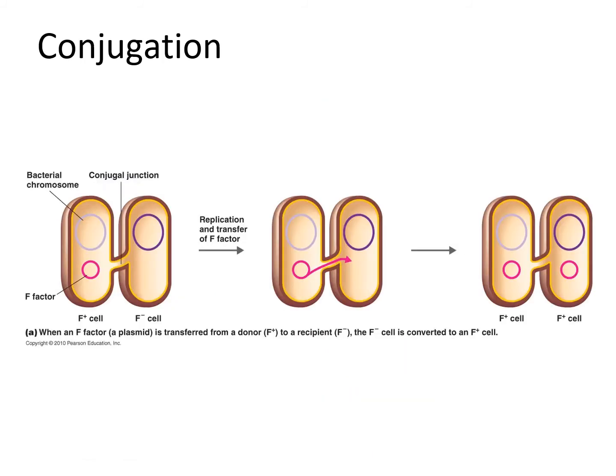Probably the most common method by which bacteria acquire new genes is by conjugation. Conjugation involves an F-positive cell that has a plasmid and has the ability to form a pilus to an F-negative cell. The F-positive cell will transmit a copy of that plasmid across the pilus to the F-negative cell, converting that F-negative cell into an F-positive cell. Whatever genes are on that plasmid will now be available to this recipient cell and will give that recipient cell new characteristics.